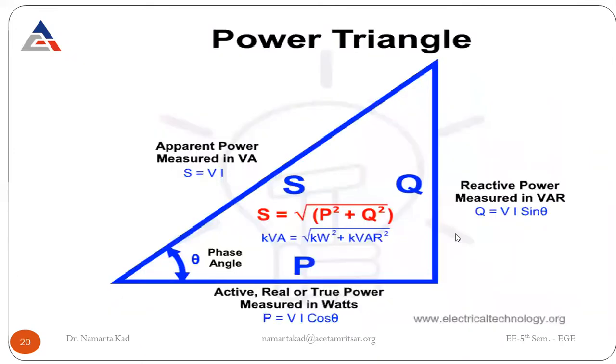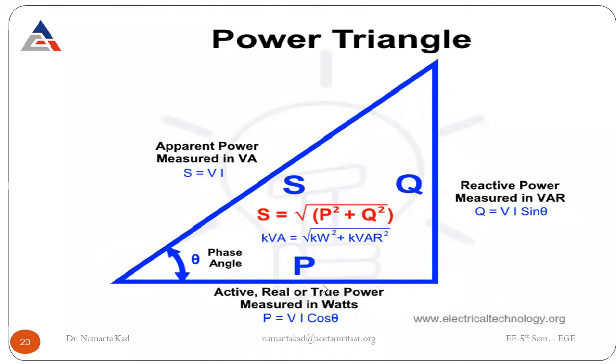Okay, now let's see this power triangle just for your revision. Here in the power triangle, actually it is a right angle triangle. On the base there is the active power, on the perpendicular side there is the reactive power, and on the hypotenuse side there is the apparent power. Okay, and now see the formulas.